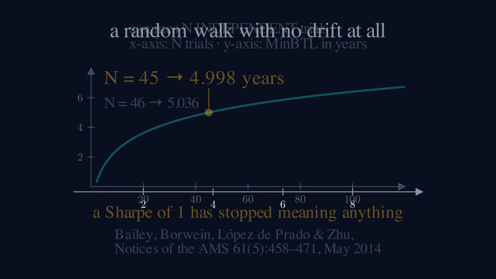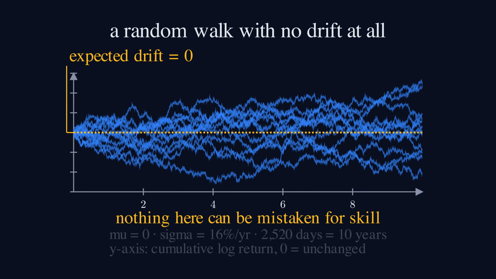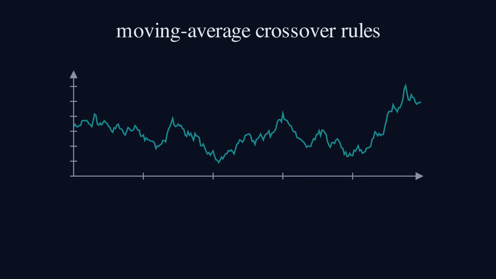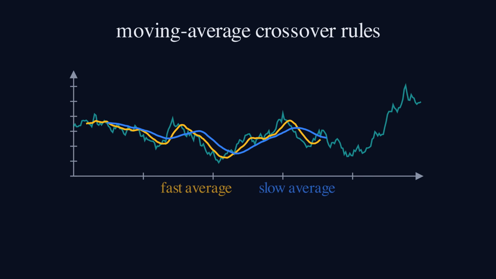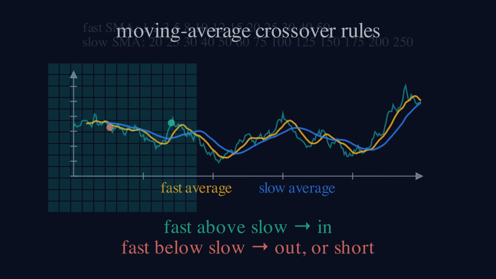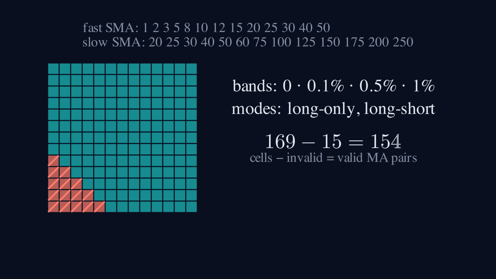So we ran it, not on a market, on a random walk with no drift at all. No upward trend, so nothing in the data can be mistaken for skill. 10 years of it. Then a family of moving average rules. The plainest strategy in the book. When the fast average crosses above the slow one, you're in. When it crosses below, you're out, or short. 13 choices for the fast average, 13 for the slow, 4 buffer bands, and those 2 modes. 15 of those pairings are invalid, so 154 survive.